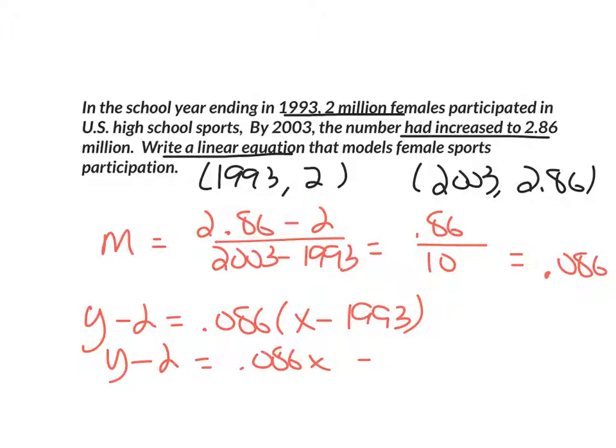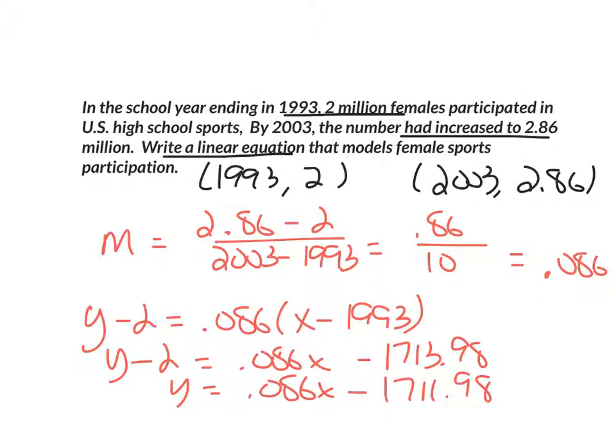Excuse me real quick. I'll open that up. 0.086 times 1993 minus 171.398. And then just move the 2 over. If I move the 2 over, it becomes plus 2, which would give me negative 169.398. Now, don't forget that is actually in millions, so when you plug in your x there, your answer will be in millions.